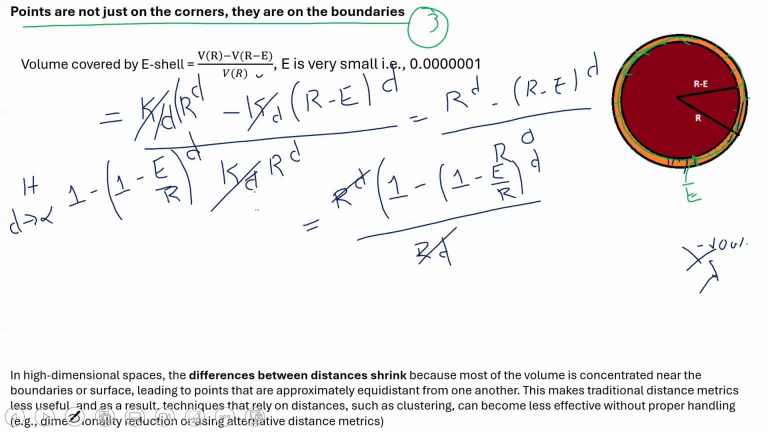So you know this, right? Now, what is this? You know, E is very, very small when compared to R, right? E is very, very, very small when compared to R, right?